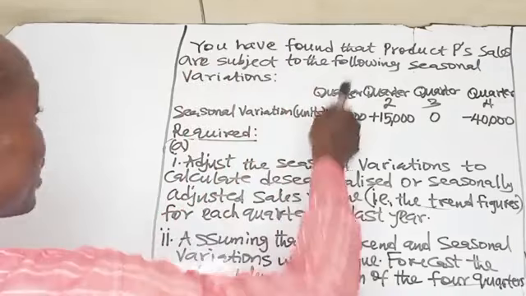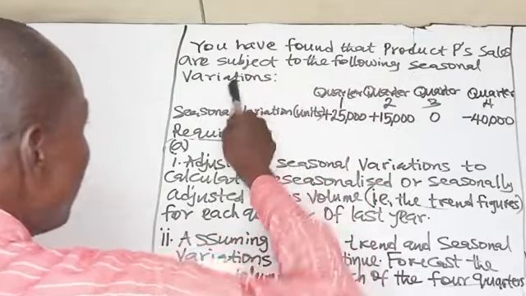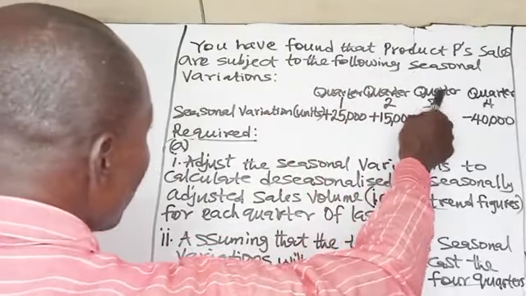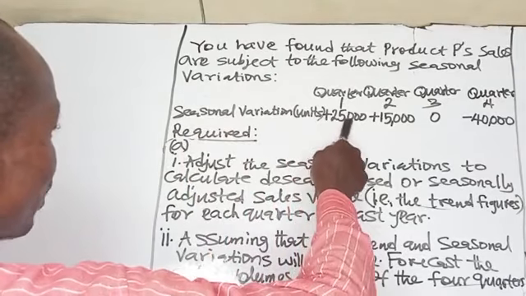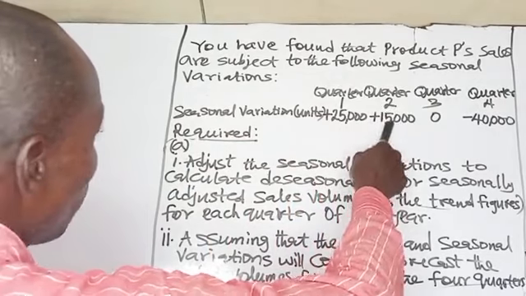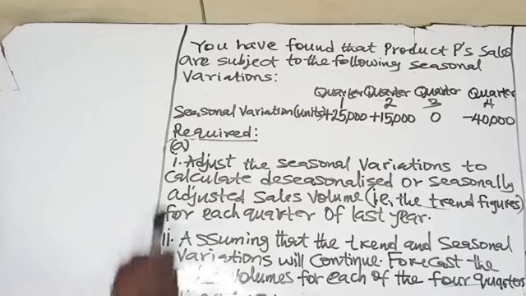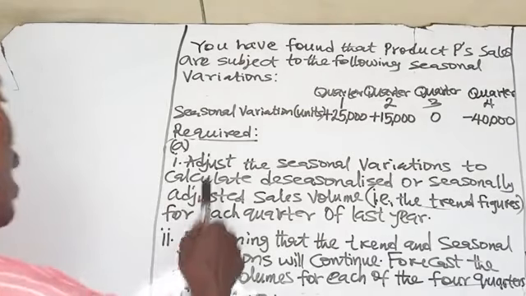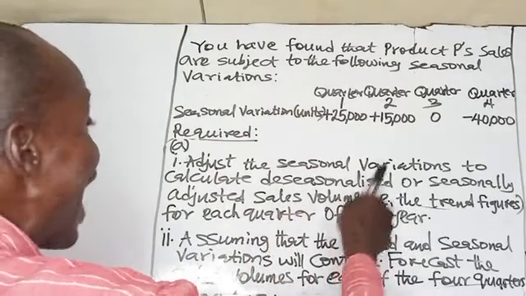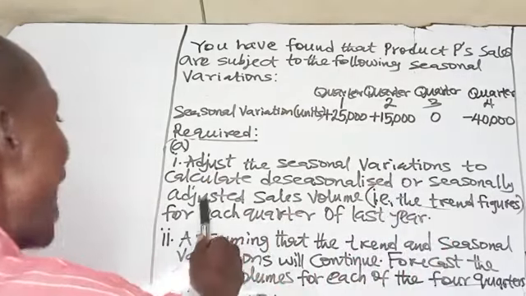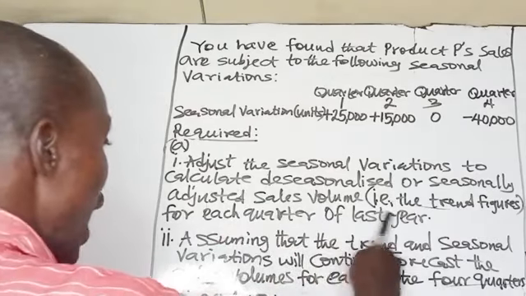You have found that product P sales are subject to the following seasonal variation. We have quarter 1, quarter 2, quarter 3, and quarter 4. Seasonal variation in units: quarter 1 plus 25,000, quarter 2 plus 15,000, quarter 3 is 0, quarter 4 minus 40,000. Required: A. 1. Adjust the seasonal variations to calculate the deseasonalized or seasonally adjusted sales volume, that is the trend figures for each quarter of last year.